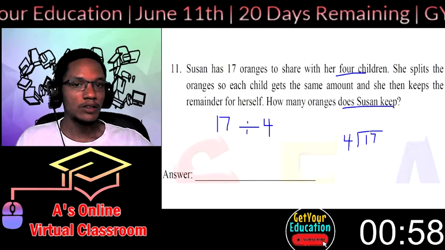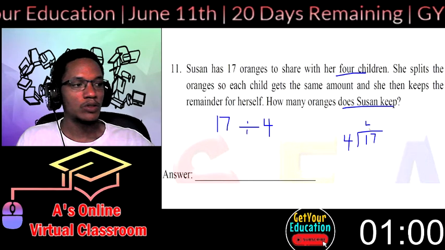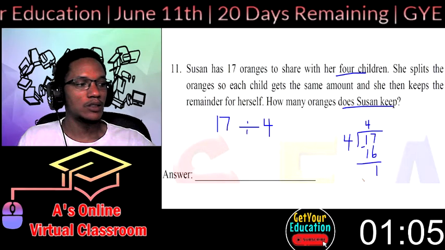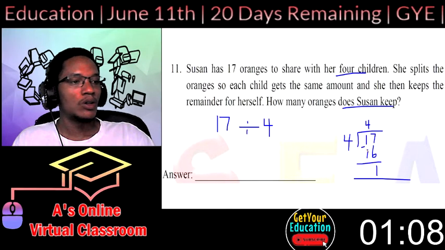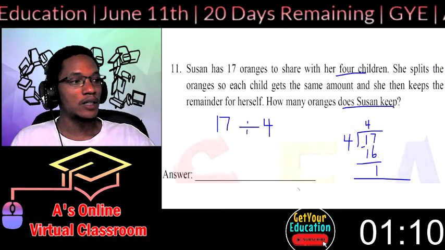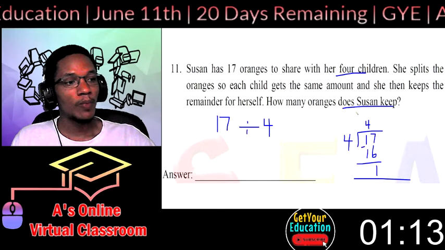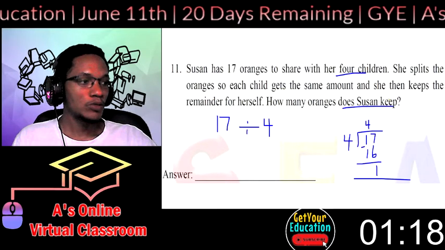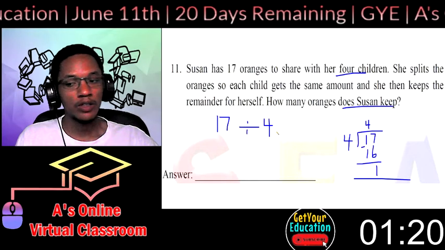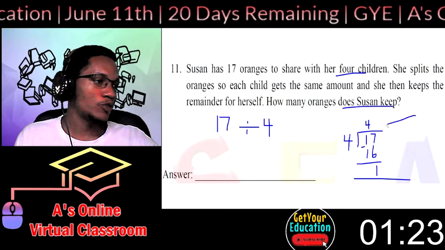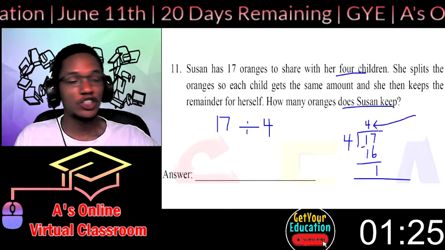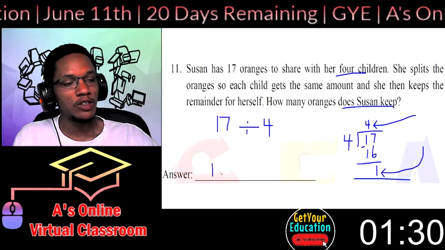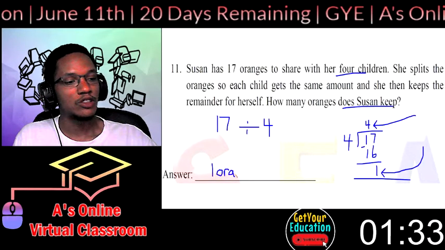So 4 into 1 cannot. 4 into 17 is 4. 4 fours are 16. 17 take away 16 is 1. So how do we know which answer to put on the answer line? They asked how many oranges does she keep. They said she splits the oranges so each child gets the same amount, and then she keeps the remainder for herself. So actually when we divide and we get 4, this is how many oranges each child is getting, and then the remainder is what she kept for herself. So how many oranges did she get? She got 1 orange.